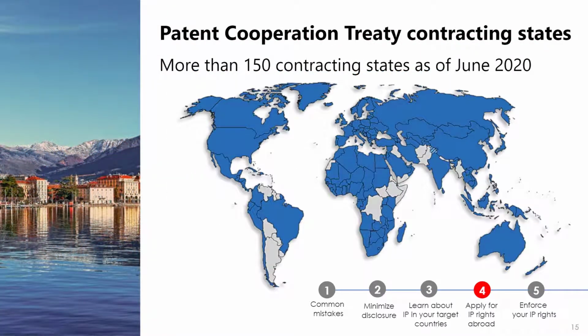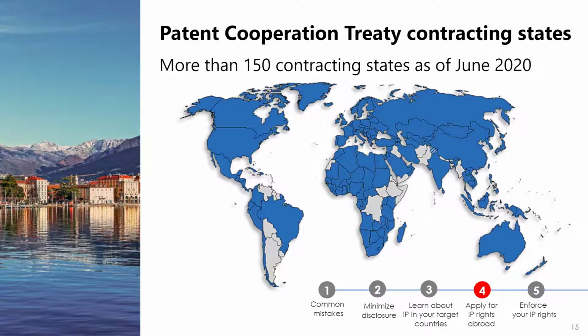Now let's look at the Patent Cooperation Treaty, or PCT. The PCT is an international treaty administered by WIPO. You may use the PCT to reserve your right to file your patent in more than 150 contracting states as of June 2020. Of course, just like with trademark and other IP rights, the granting of patent rights remains the responsibility of each national patent office.